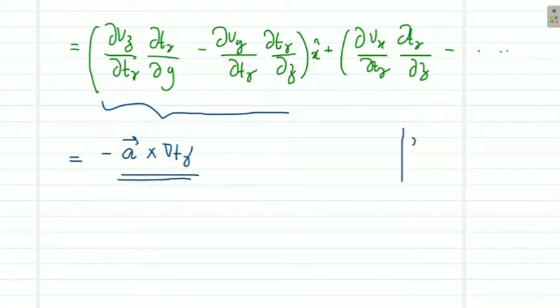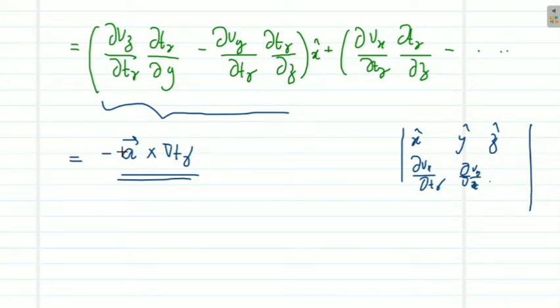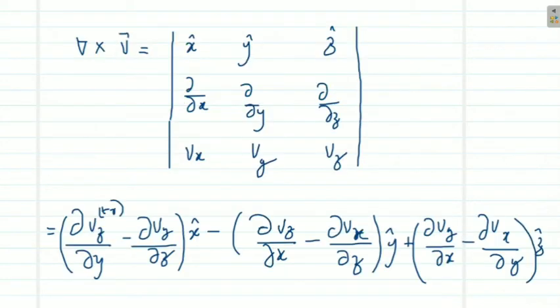You can do it separately here: x cap, y cap, z cap. Then the components of A bar: dou Vx by dou tr, dou Vy by dou tr and dou Vz by dou tr, and the components of del tr: dou tr by dou x, dou tr by dou y, and dou tr by dou z. And if you find A bar cross del tr and it's negative, you can find that it is equal to this expression. So we have got our expression 8c here.